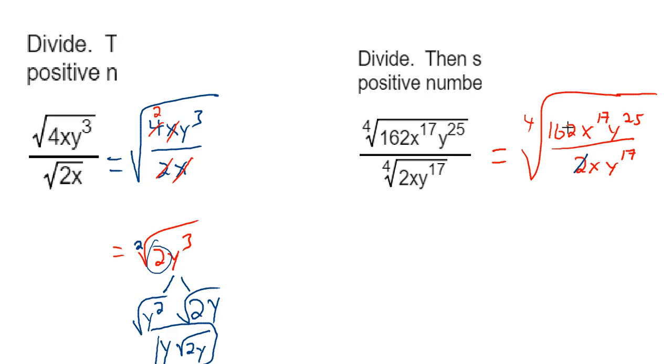We can divide the 2 into the 162, and that'll leave me with 81. We can get rid of 1 power of x, and so 1 x cancels out here. We'll have 16 left over here, and 17 powers of y. So getting rid of 17 from the 25, I will have 8 left over, right? And so we're going to get the fourth root of 81 x to the 16th, y to the 8th.